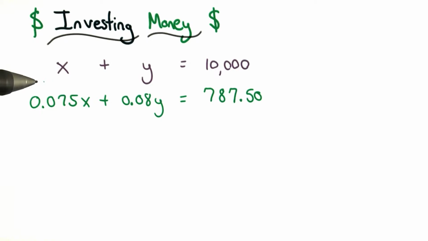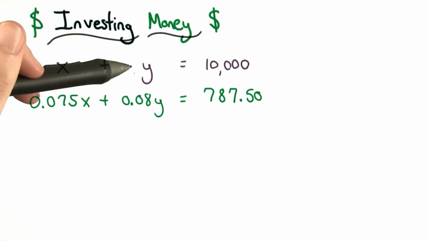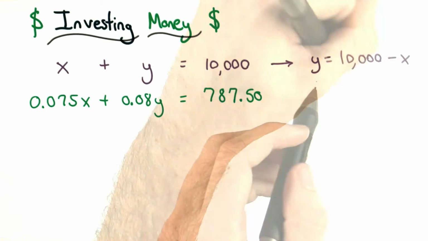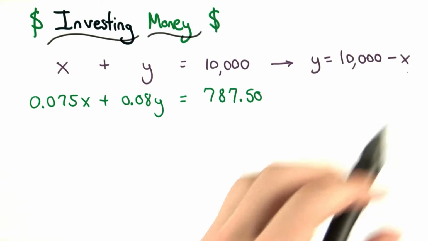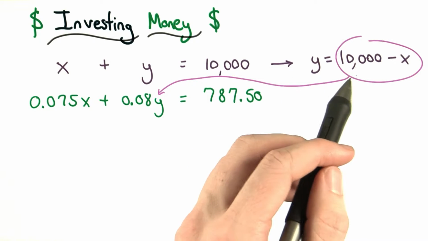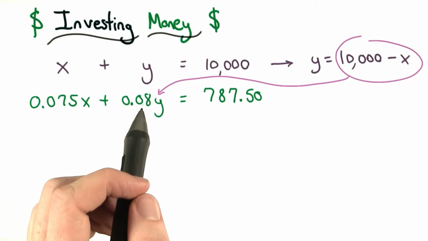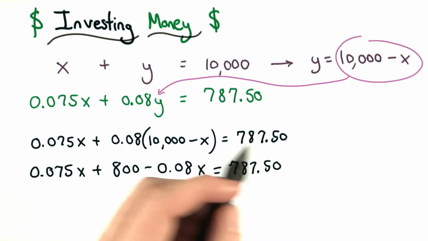I think it's easier than elimination because I can either isolate the x on this first equation or the y. If I subtract x from both sides, I can solve for y. So y would equal 10,000 minus x. Now that y is solved for, I can replace this y with 10,000 minus x. This is my substitution. I've made the substitution in this line.